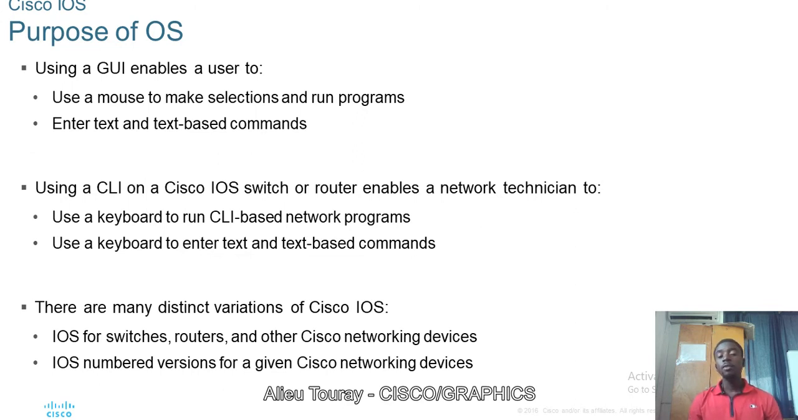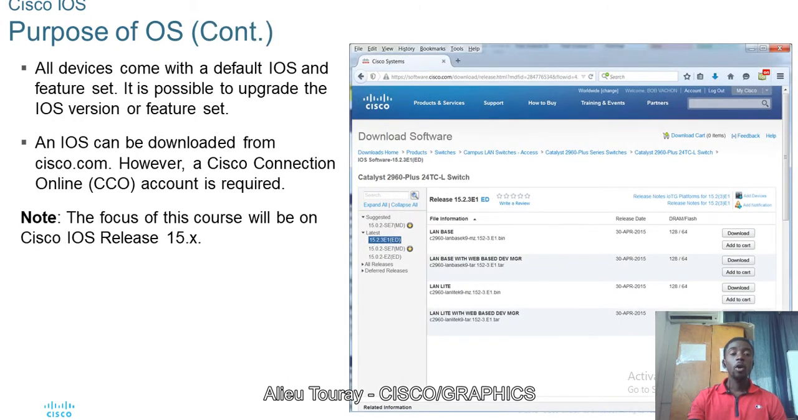So there are many distinct variations of the Cisco IOS. We have the IOS for switches, and we have IOS versions for given Cisco networking devices and routers and so on. So the purpose of the operating system is that all devices will come with an operating system, but Cisco's IOS has features that make it possible to upgrade. Let's say, for instance, you have Windows 8 on your device, and then you want to upgrade to Windows 10. This is possible. You connect to the internet, and then you upgrade it, and you are in a newer version. So that's what upgrading means.